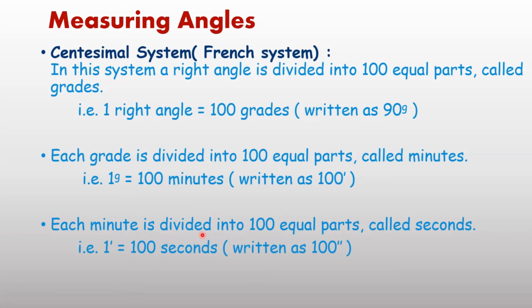Each minute is divided in 100 equal parts, which are known as seconds. It means 1 minute equals 100 seconds. This system of measurement is not given in most books, but you should know there is a third system of measurement of angle, that is the centesimal system. Cent means 100. From that, this word is derived. Centesimal system means one right angle equals 100 grades, one grade equals 100 minutes, and 1 minute equals 100 seconds.